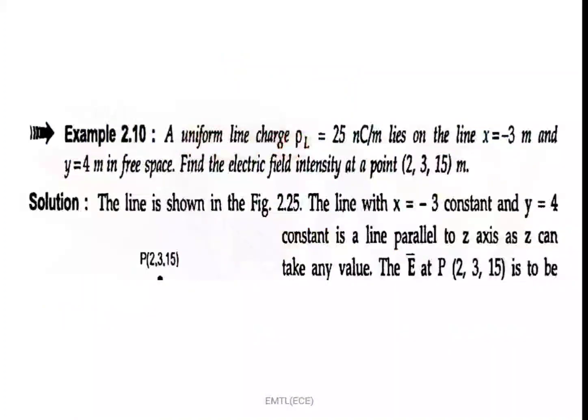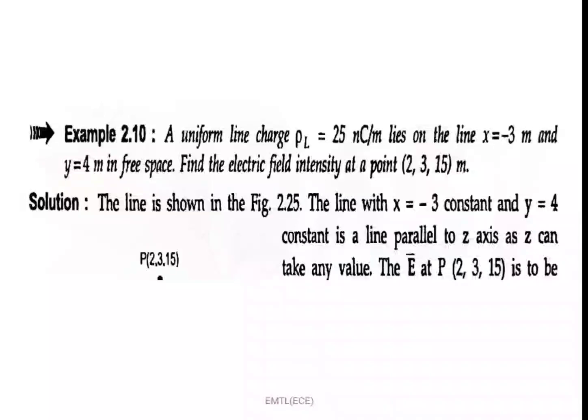Now the first problem: a uniform line charge rho L equal to 25 nanocoulomb per meter lies on the line x equal to minus 3 meters and y equal to 4 meters in free space. Find the electric field intensity at a point (2, 3, 15) meters.